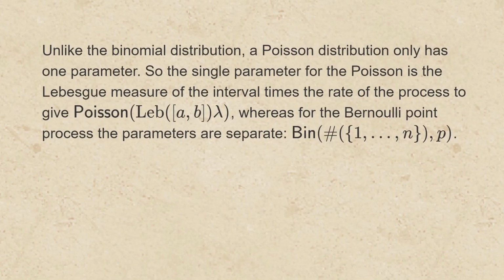Unlike the binomial distribution, a Poisson distribution only has one parameter. So the single parameter for the Poisson is the Lebesgue measure of the interval times the rate of the process, to give Poisson with one parameter, lambda times the Lebesgue measure of the interval from A to B. Whereas for the Bernoulli point process, the parameters are separate. It's going to be binomial with the number of elements in the set from 1 up through n. So we're using counting measure instead of Lebesgue measure, and then comma p. p has to be a separate parameter.